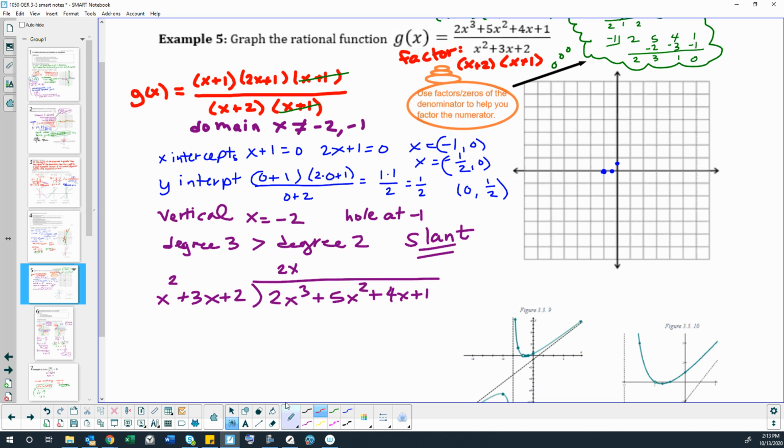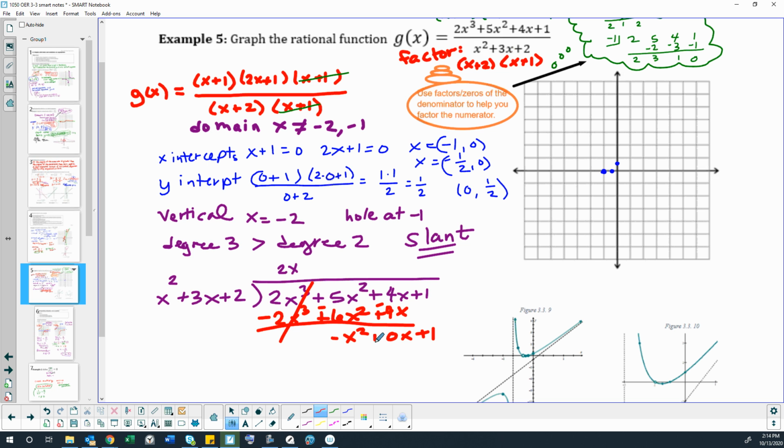I tried to change the color, it didn't work. Okay, so 2x times x squared is 2x cubed, and then 2x times 3x is 6x squared, and then 2x times 2 is 4x. Draw the line, change the sign, so that cancels. We get -x squared here, we get 0 here, and we add 1.